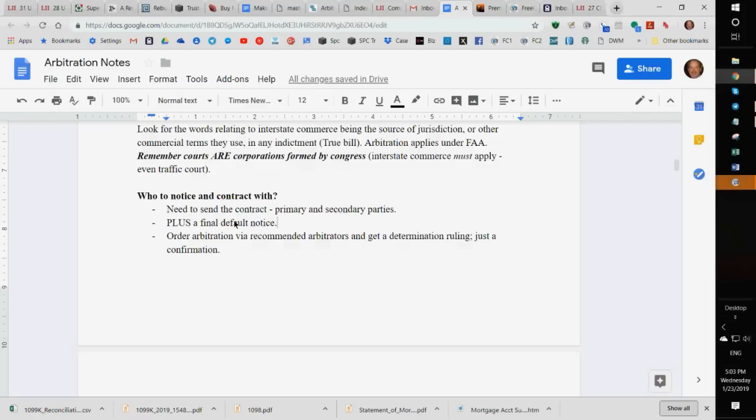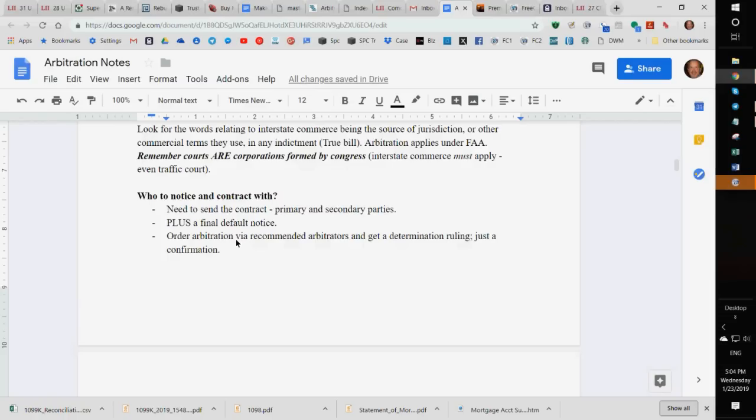And then you send a final default notice after you send this first contract through. It takes about 10 days. It's only a 10-day window. And then a 72-hour notice of default is sent last, giving them 3 more days, and then letting them know that now the contract is in effect. And that's just how the law works, folks.